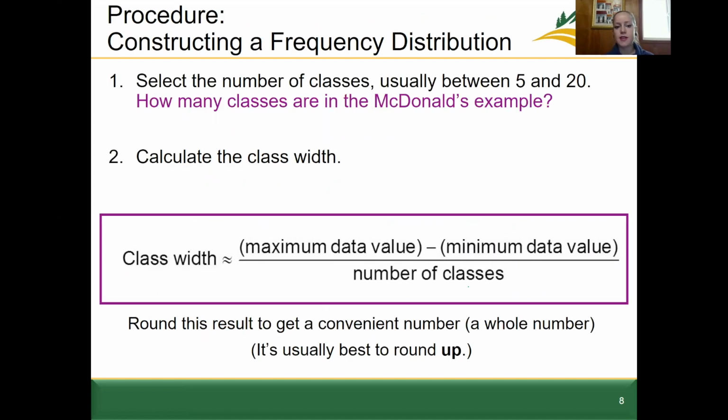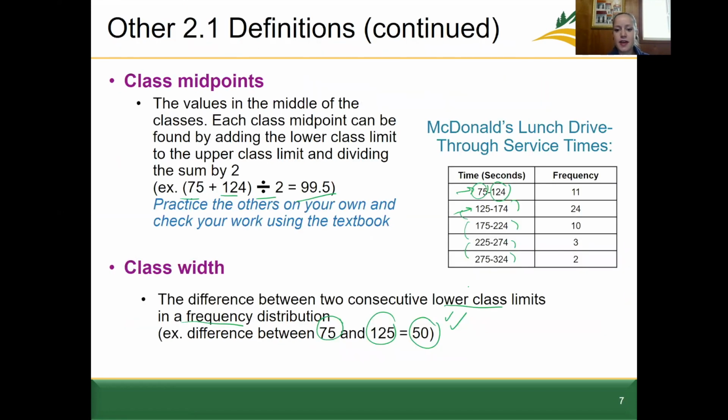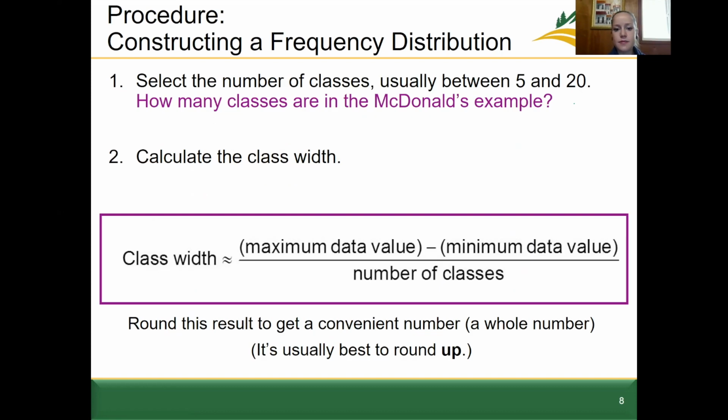Okay, you're going to practice doing a frequency distribution table. We're also going to talk through this one together. Step 1, select the number of classes, usually between 5 and 20. How many classes are in the McDonald's example? Well, we have 1, 2, 3, 4, 5 different classes.